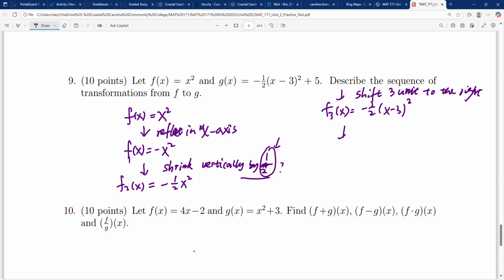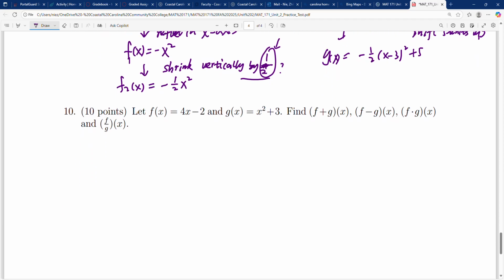And then the last one is going to be g now. So negative 1/2 times x minus 3 squared, then plus 5. This is just shift up, shift 5 units up.